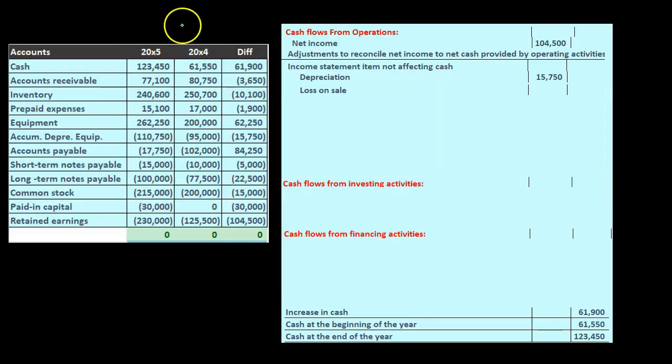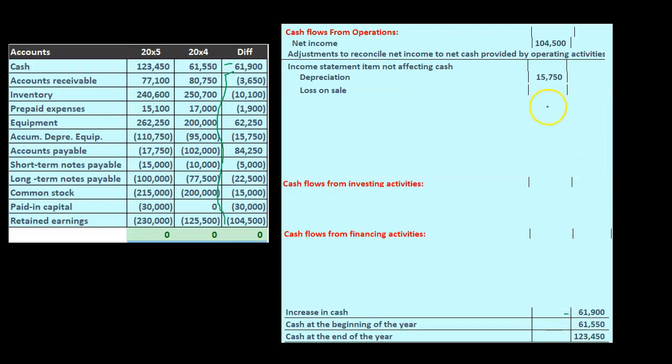So here is our worksheet that we made from the comparative balance sheet: current period, prior period, and change. We have all of our balances here for the current period, the prior period, and the change. This change is really the column that we are focusing in on. We're trying to get to this change in cash by finding a home for all other changes. Once we find a home for all other changes, we will get to this change in cash, the $61,900, which is the major thing we're looking for.